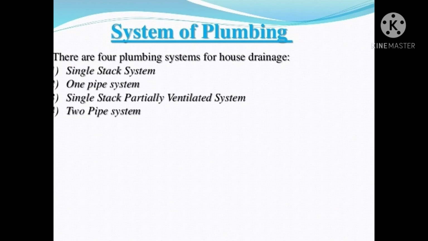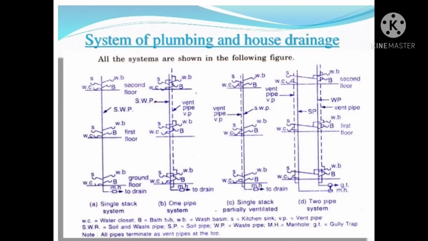System of plumbing. There are 4 plumbing systems provided for house drainage. Number 1 is the single stack system. Next one, the one pipe system. Next one, the single stack partially ventilated system. Another one, the 2 pipe system. The systems of plumbing and house drainage are all shown in the following figure. The first one is the single stack system. Next one is the one pipe system. Another one, the single stack partly ventilated system. Another one, the 2 pipe system.